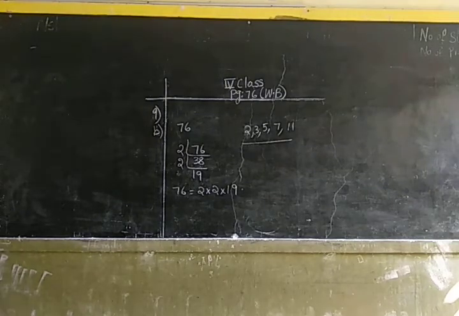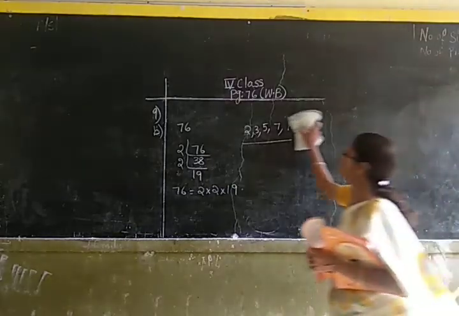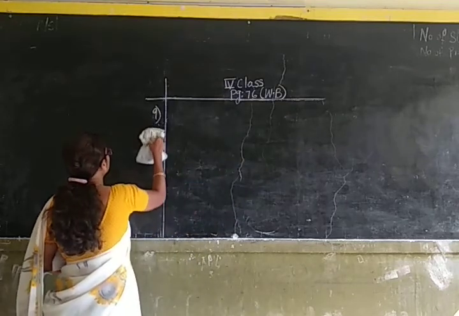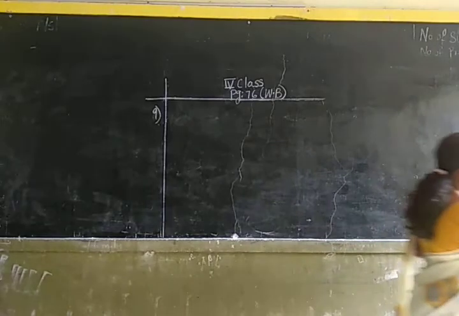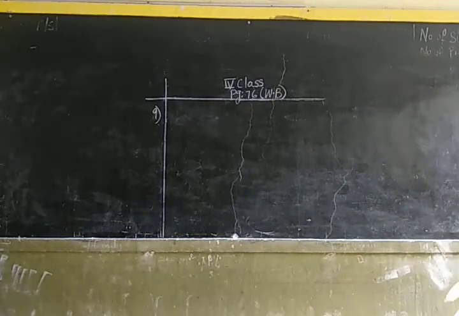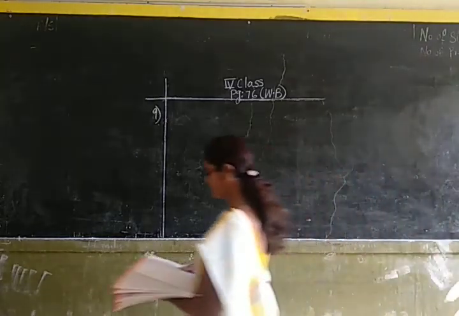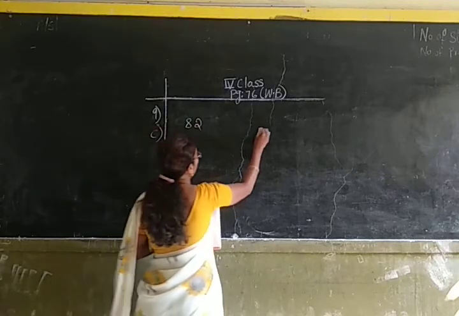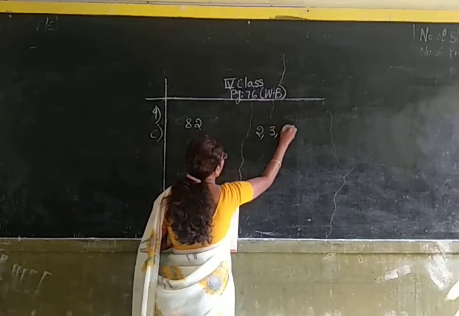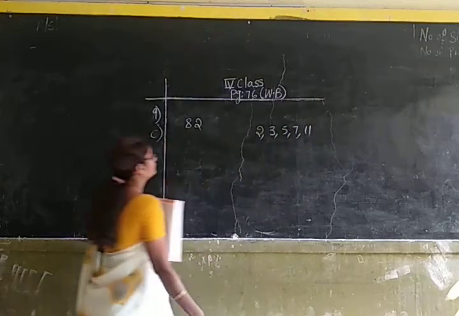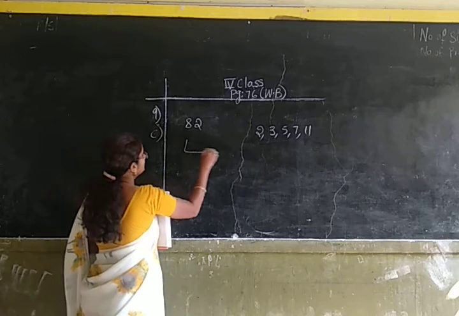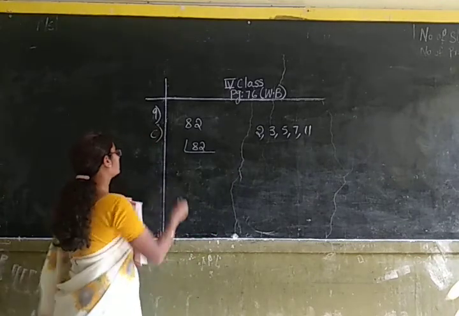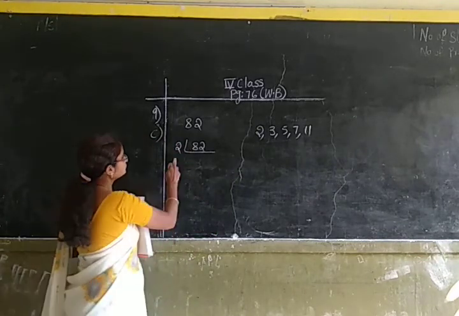So let us do the C sum. Let us find out the prime factors for 82. I have already told you that you have to check the tables of 2, 3, 5, 7, 11 for finding prime factors. So here let us take 82. 82 is an even number, so it will be in the 2 table. Okay, children. So how many times does 2 go into 82?